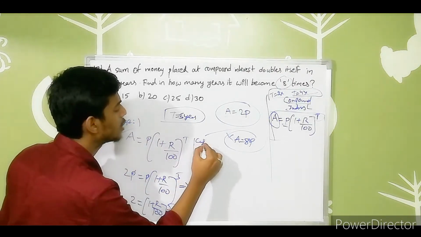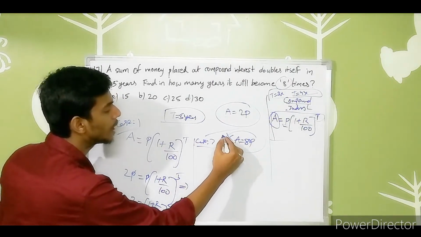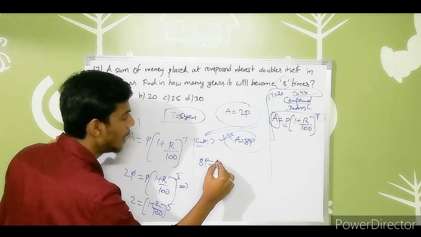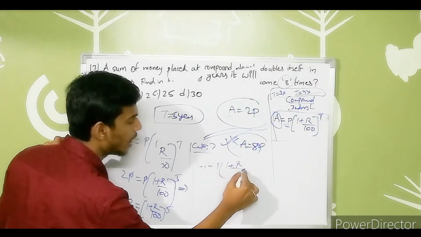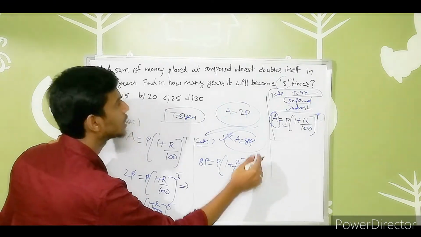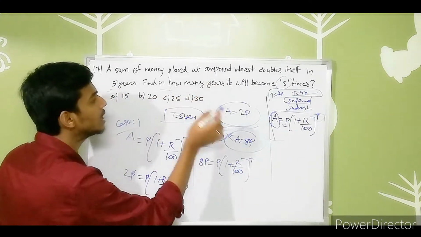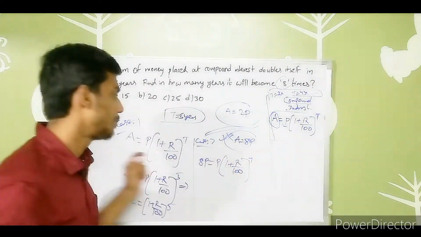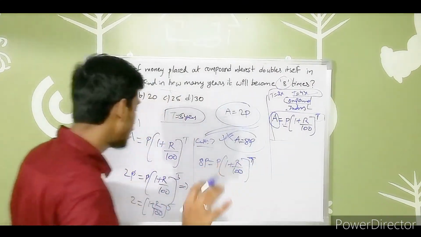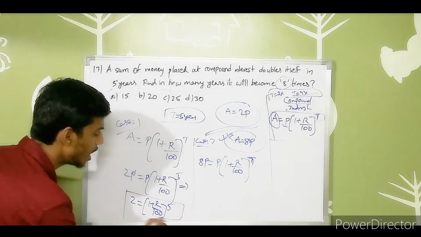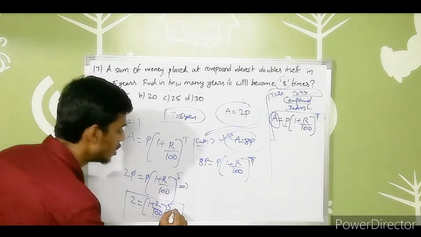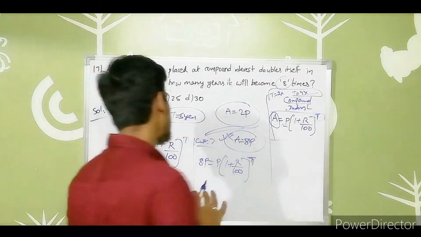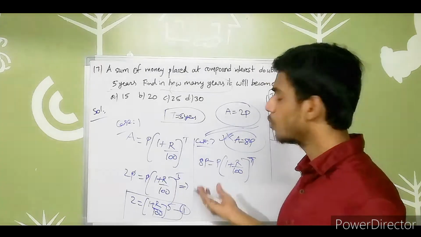What they are asking in case 2: it should become 8P. So 8P equals P into (1 plus R by 100) whole power T. They ask to find in how many years it will become 8 times, that means 8P. So we have to find T, that is our aim. How can we calculate this? By using the equation we already have from case 1. Take it as equation 1. By using this we have to calculate.